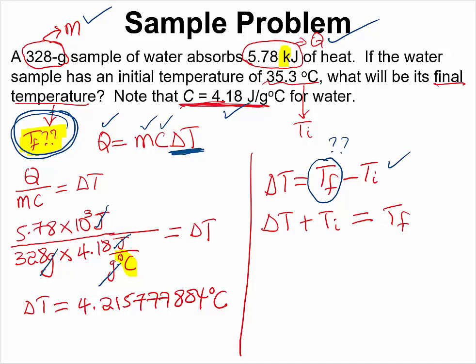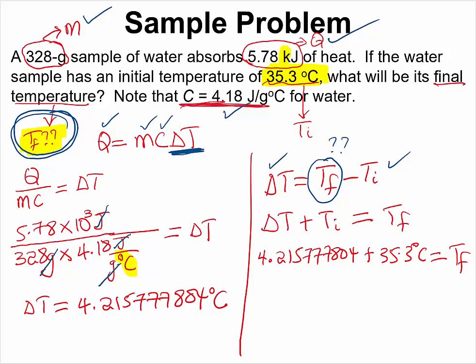We know the initial temperature. It was given to us in the question. We know the change in temperature delta T. So plug in the two values. Delta T is 4.215777804 plus the initial temperature as given to us was 35.3 degrees Celsius, which, if you remember, is right here. This should be equal to the final temperature.